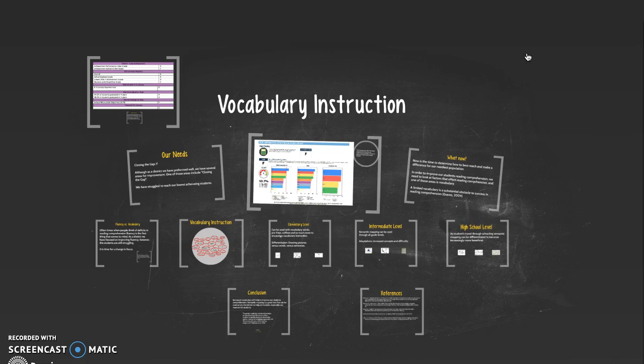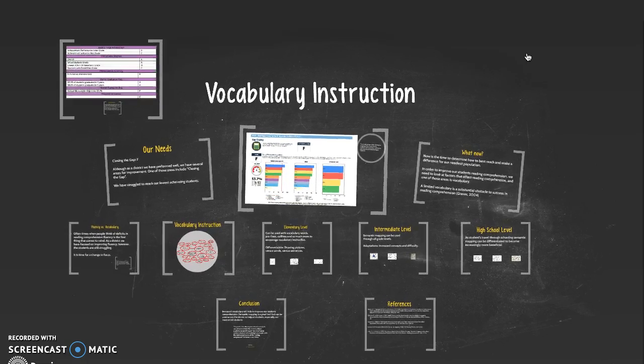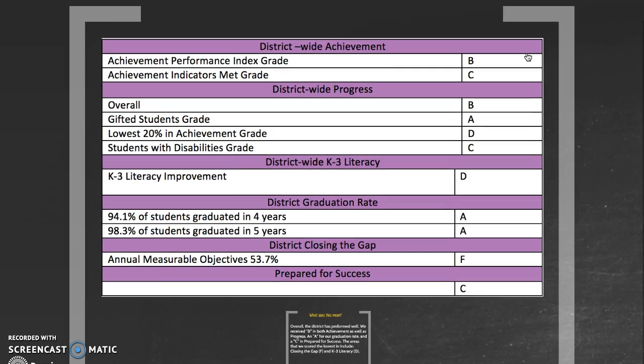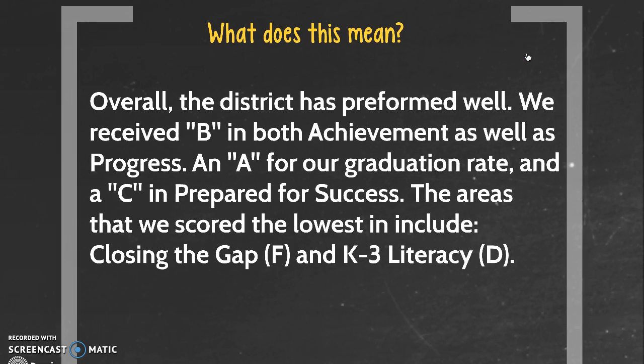Today we're going to be focusing on vocabulary instruction. The reason I wanted to focus on vocabulary instruction is based on our 2015-2016 report card. So this diagram is basically a summary of the report card grades that we have received. And as you can see, there are a lot of A's and B's, a few D's, and then there is an F. So what does this mean?